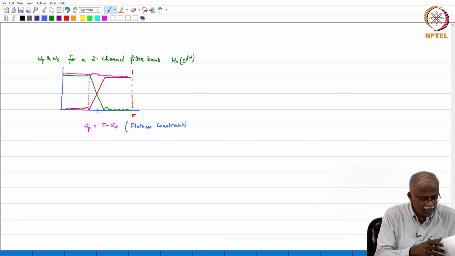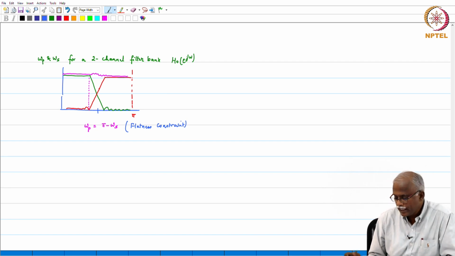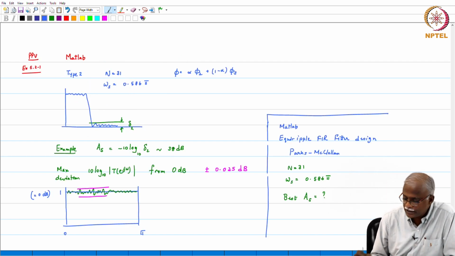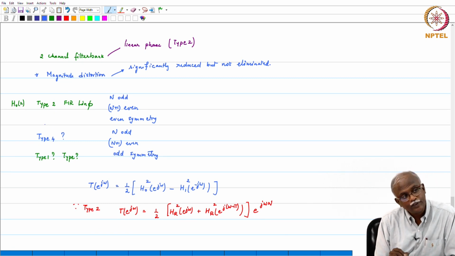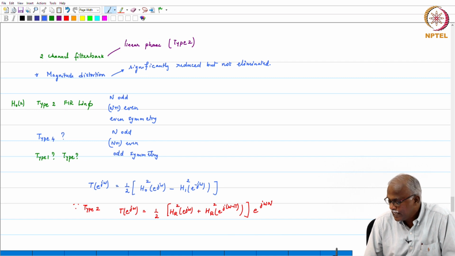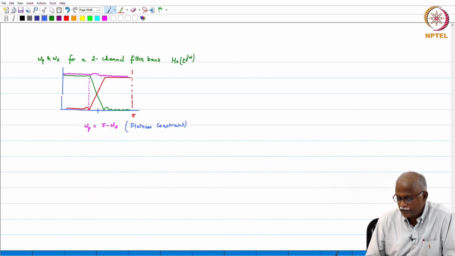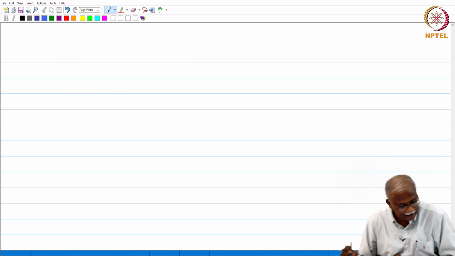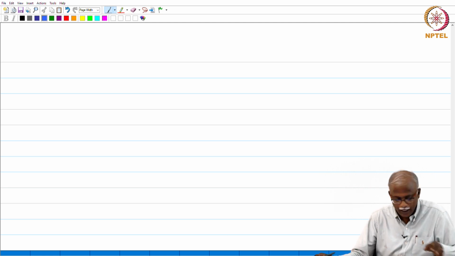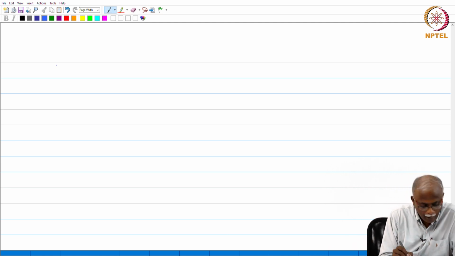Now, one last aspect, just like I had asked you to answer the following questions. Why type 2? Why not any of the other types? Why not other things? So here is an example which I would like you to look at and also try to analyze, so that we can get a better understanding. Look at the following structure. It is a two-channel filter bank with a slight difference from the one that we have studied earlier.